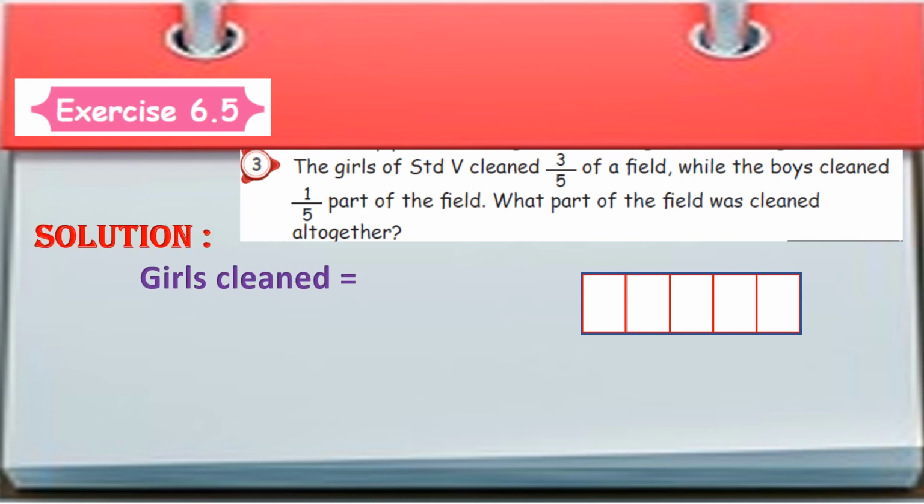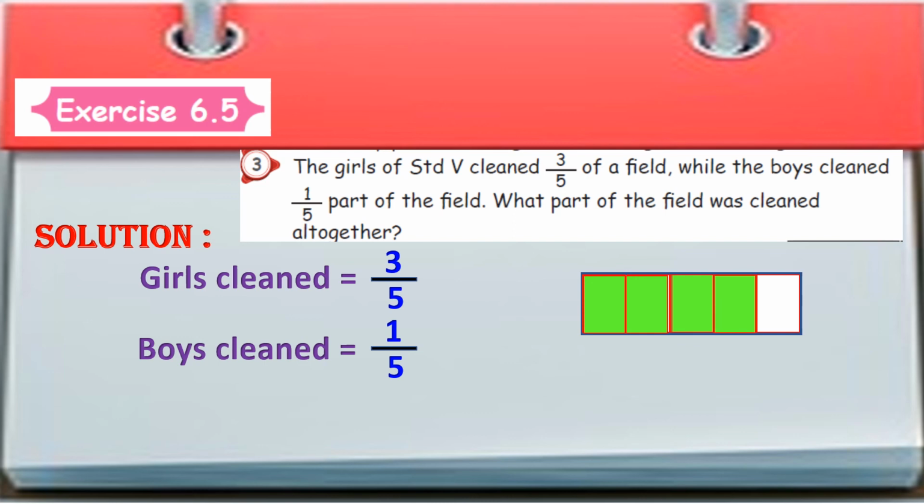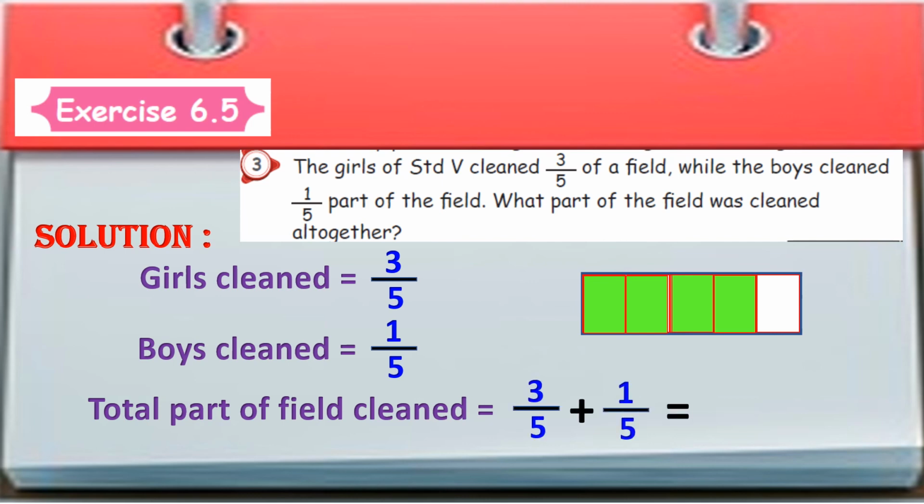Girls cleaned how many parts? Among these 5 parts, girls cleaned 3 by 5, isn't it? So 3 parts: 1, 2, 3. And boys cleaned 1 by 5. So 1 part. From the figure itself you can find the answer, that means 4 by 5, isn't it? So let us do the calculation. Total part is equal to 3 by 5 plus 1 by 5. That's equal to 5 at the bottom, 3 plus 1 is equal to 4 by 5. So this will be the answer, and the picture also shows the same, isn't it?